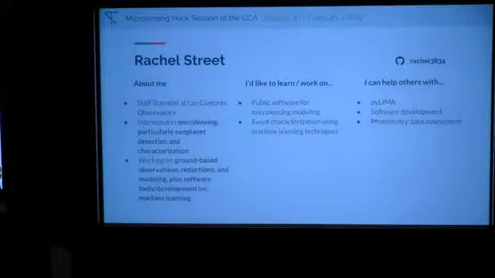Hello, I'm Rachel Street, for those of you who don't know me, staff scientist at Las Cumbres Observatory. I've been studying microlensing primarily from an observer's point of view for about 10 years. I also work on a range of other stuff, and I'm moving more into modeling and machine learning these days. So I'd like to work more on the actual modeling and also the event characterization using machine learning techniques. But I have experience with Pylema and software development in general, and also photometry data assessment. Happy to help with anybody if they have any queries.